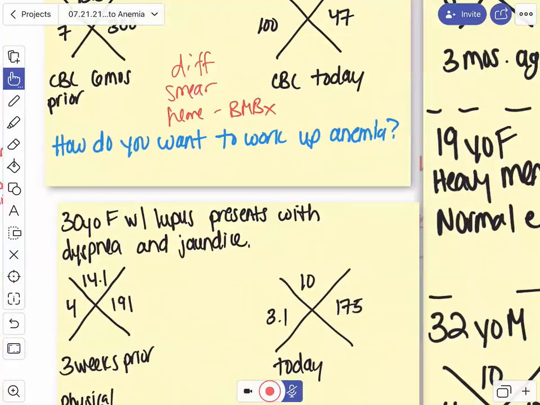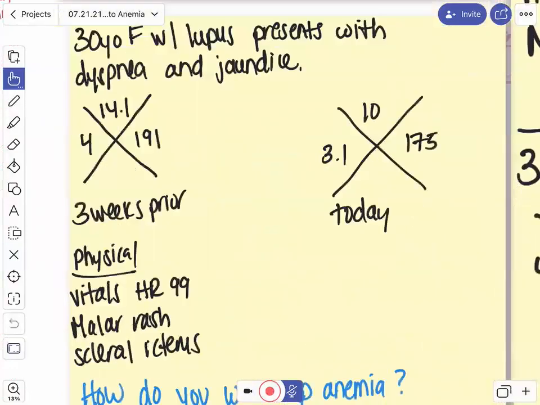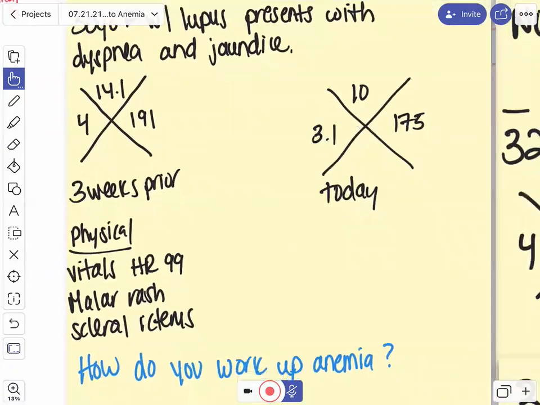So we have a 30-year-old female. She has a history of lupus. She is coming in with dyspnea and jaundice. She has a CBC in the chart from 3 weeks prior. Her hemoglobin was 14.1. Today it's down to 10. For her physical exam, she's borderline tachycardic, she's got her malar rash, and she's got some scleral icterus. So again, you know the theme now. We're going to talk about each case with our teams, chat about what you're going to order, then we'll walk through her labs.